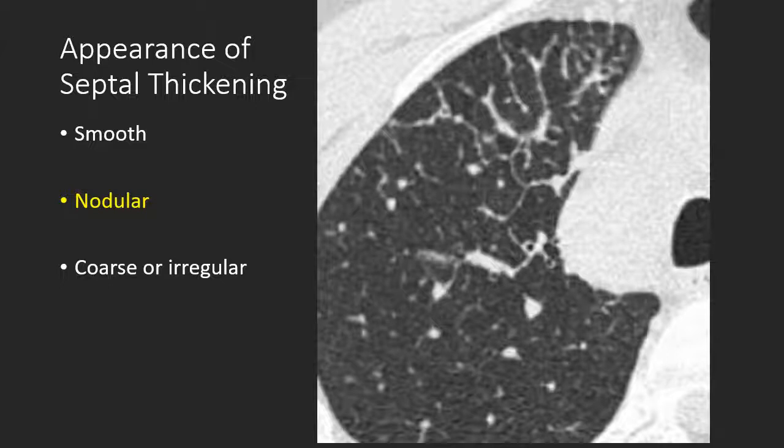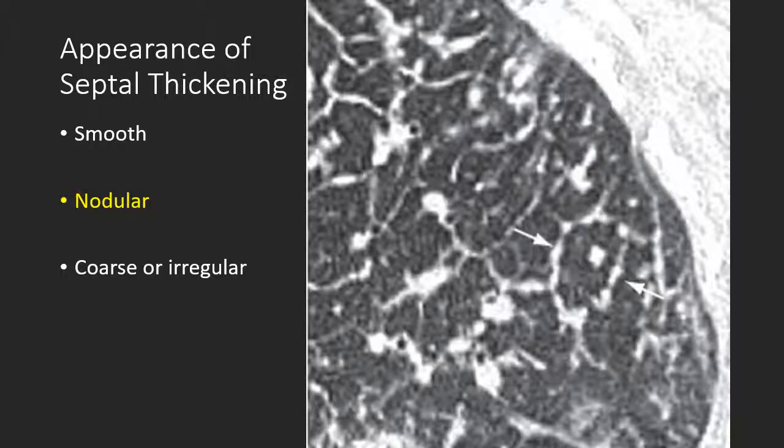How about nodular septal thickening? So nodular septal thickening, again, we're going to see areas of smooth septal thickening, but they often appear beaded. They give you a beaded appearance. So again, we can see that there are these lines within the lung. When we look at the lines, we note that there's like little small beads within them. They're not just very smooth, they just have this beaded appearance. And this beaded appearance is what we say is nodular septal thickening.